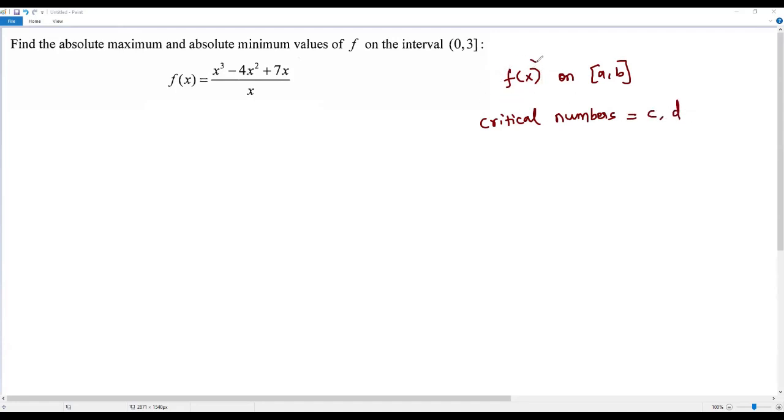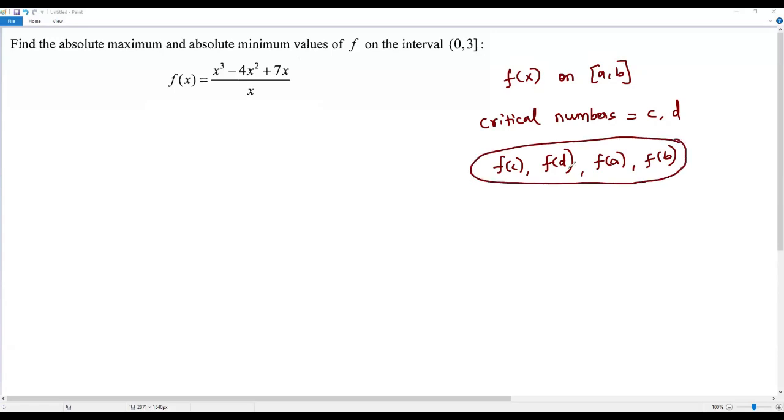Now I have to evaluate the function at the critical numbers c and d. That is, I plug in c and d for x, so I get f(c) and f(d). I also have to evaluate the function at the boundary values of the given interval, that is a and b, so I get f(a) and f(b). Now I have four values for the function: two from the critical numbers and two from the boundary values of the closed interval. Among these four values, the minimum is called the absolute minimum, and the maximum is called the absolute maximum.